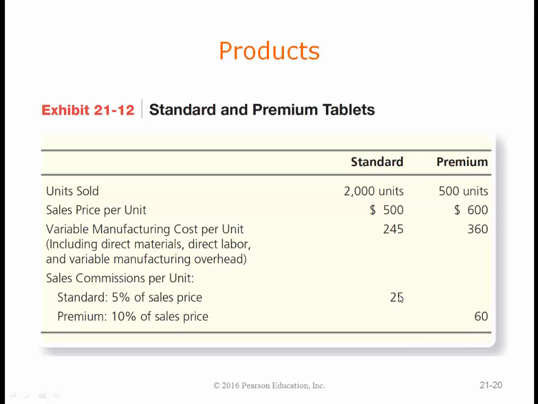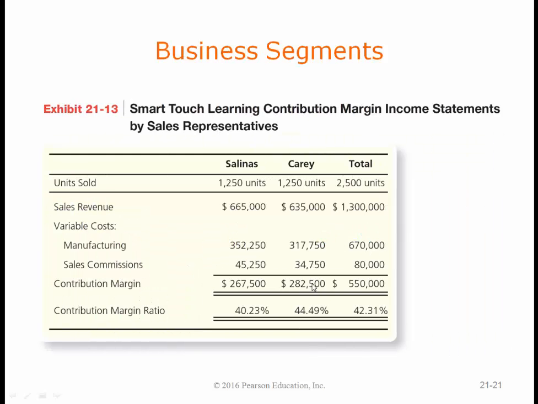So we can tell here already that our variable selling cost is going to be 270 and our contribution margin is going to be 230, and our variable cost here is going to be 420, and our contribution margin is going to be 180. So this one's going to be a 30% contribution margin, and this one's going to be significantly higher. We'll look at it here in a minute.